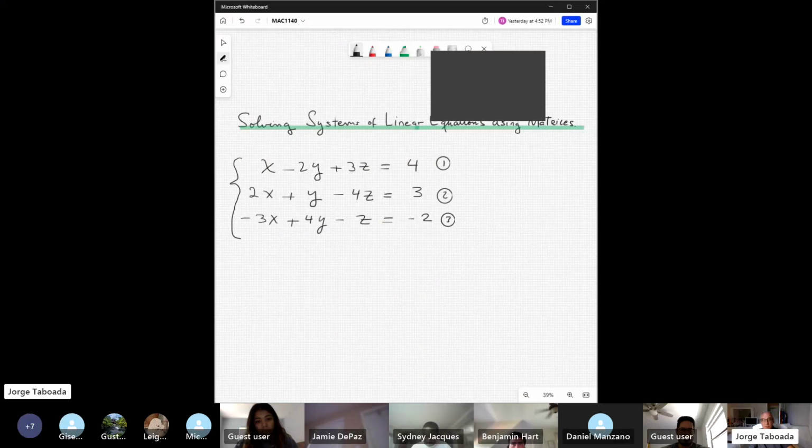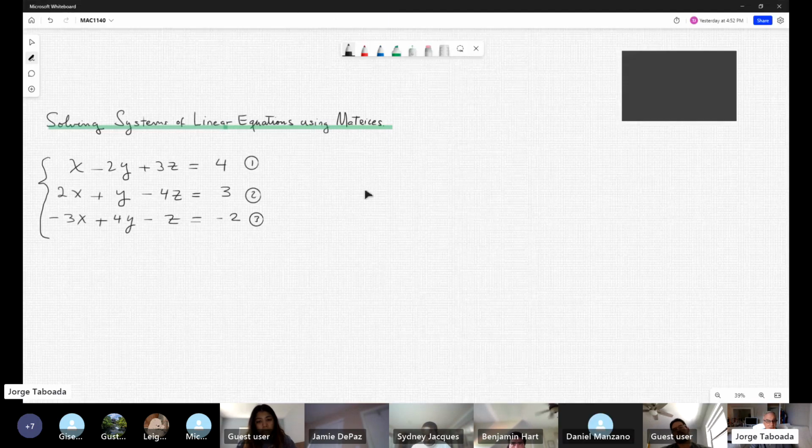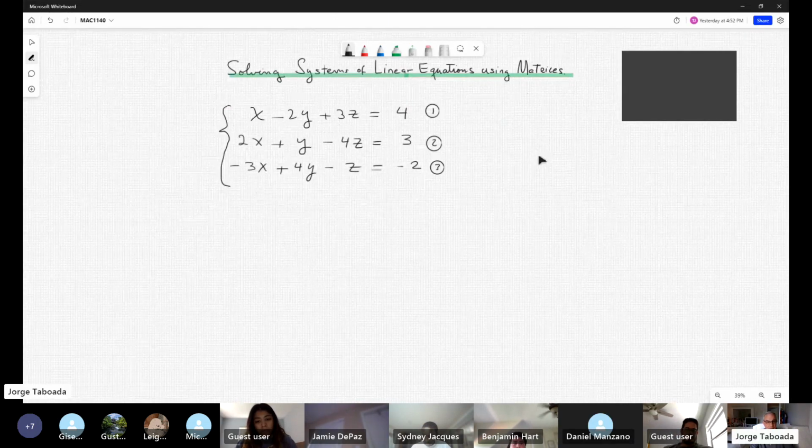Okay, go back. Come back to the whiteboard. Do you see the whiteboard? Okay. Let me try to maximize. Okay, so now this system contains 3 equations, 3 unknowns. Okay, this is perfectly determined.